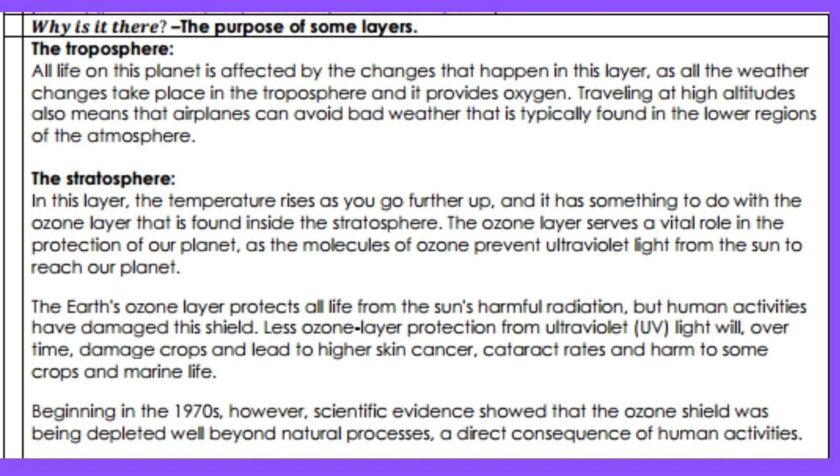The Earth's ozone layer protects all life from the sun's harmful radiation, but human activities have damaged this shield. Less ozone layer protection from ultraviolet, UV, light will, over time, damage crops and lead to higher skin cancer and cataract rates, and harm to some crops and marine life. Beginning in the 1970s, however, scientific evidence showed that the ozone shield was being depleted well beyond natural processes, a direct consequence of human activities.